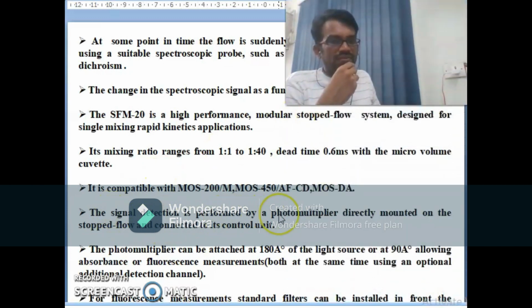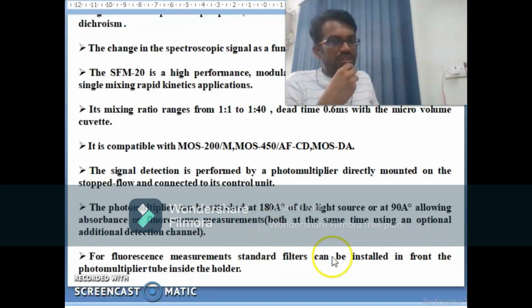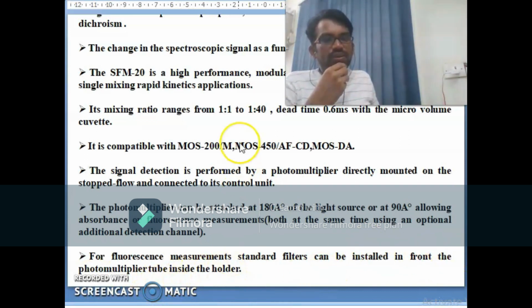Signal detection is performed by the photomultiplier, directionally mounted on the stopped-flow and connected to the control unit. The photomultiplier can be attached at 180 degrees to the light source for absorbance, or at 90 degrees for fluorescence measurement, using the optional additional setup. For fluorescence measurement, a standard filter can be installed in front of the photomultiplier inside the holder.